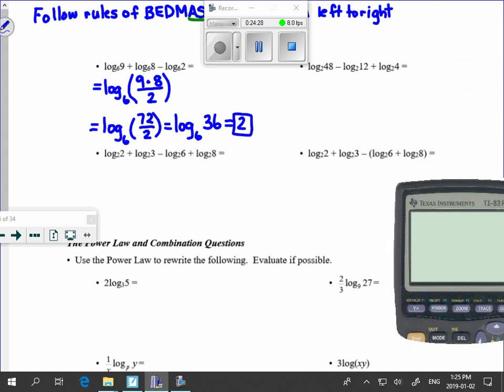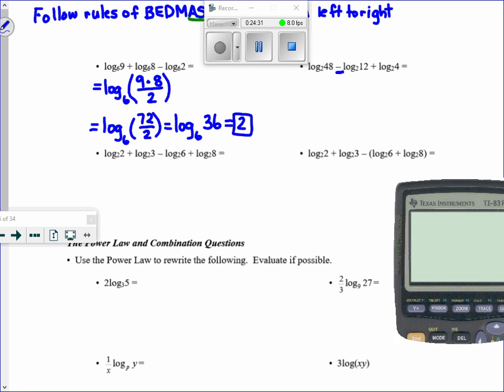Let's see if we can try this one. Again, we have equal operations. We have a subtraction and an addition, and so they're equal. So we're just going to do them in order from left to right. They're all base 2, so I can combine this into one single log in base 2. So this will be 48 divided by 12. And then when it's an add, that means times by 4. So this is log in base 2 of, what is 48 divided by 12? 4.